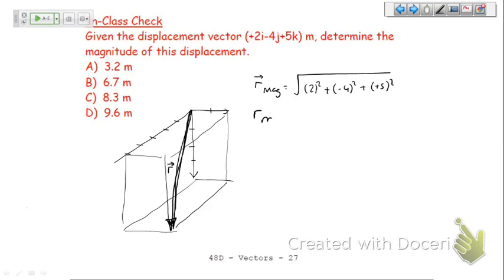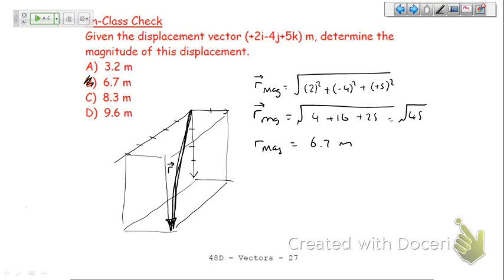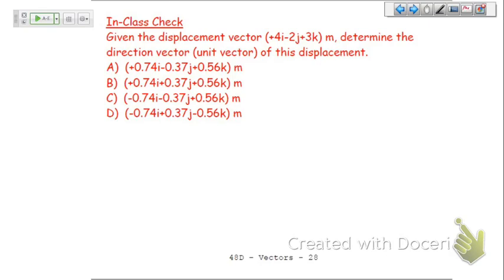So my R mag is going to equal the square root of 4 plus 16 plus 25, which equals the square root of 45. And I think that works out to what, 6.7 I've calculated. So R mag is equal to 6.7 meters. So that guy, not so bad. And then given that displacement vector, determine the direction, which is, get me the unit vector of that, please.